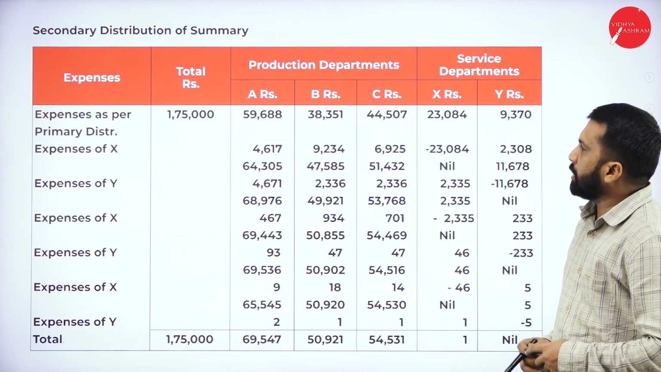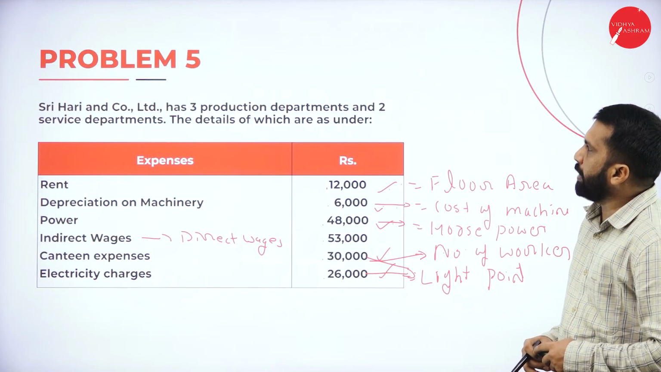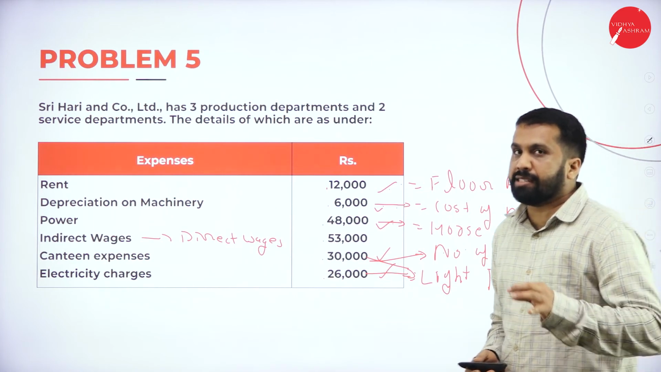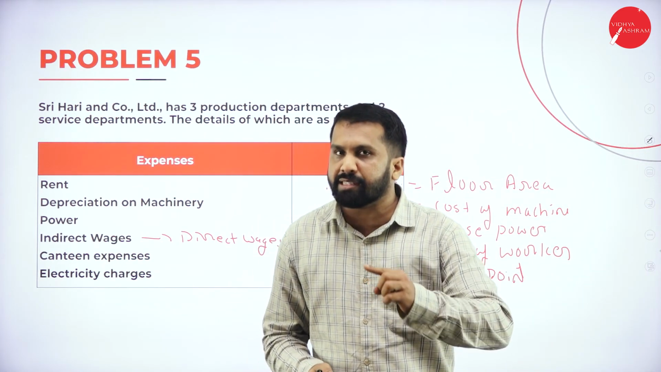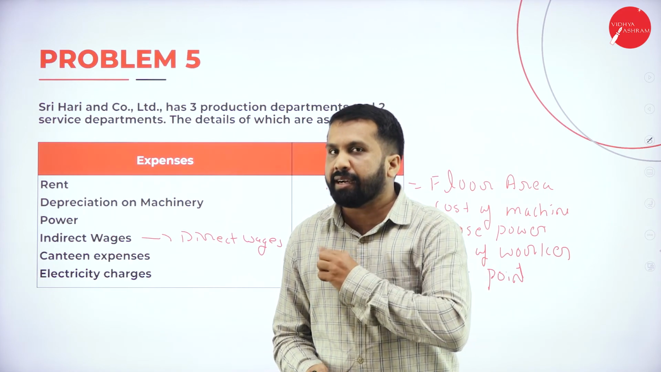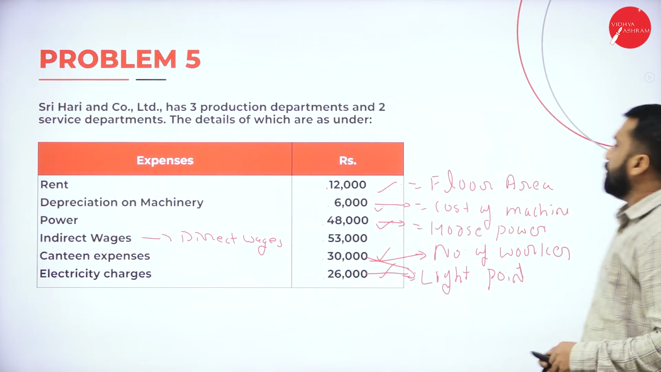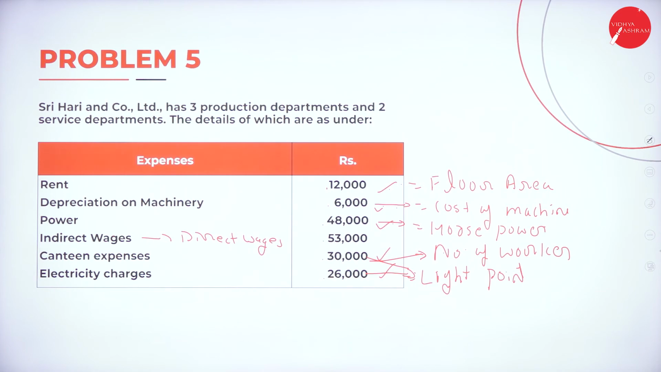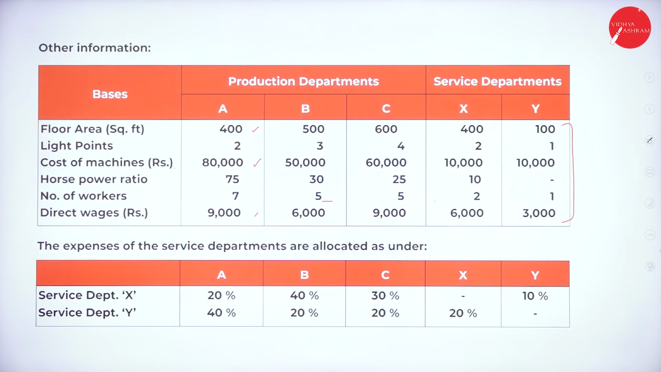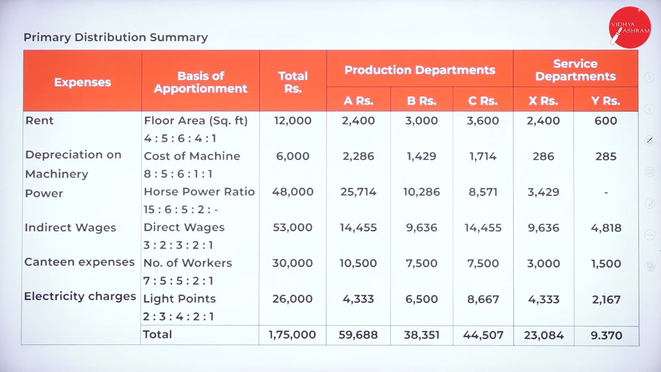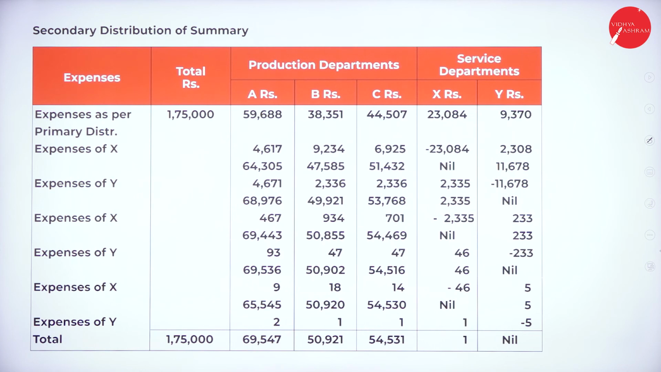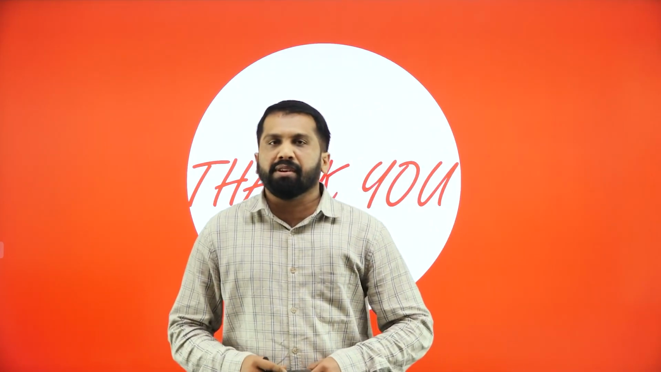Now I'll go back to all the previous slides of problem number 5. Don't see the answer unless and until you complete your answer. Once you're done with your answer, please cross verify with the correct answer. Now, this is your problem number 5. The question part, solution part, additional or secondary distribution. So this is all about today's session.